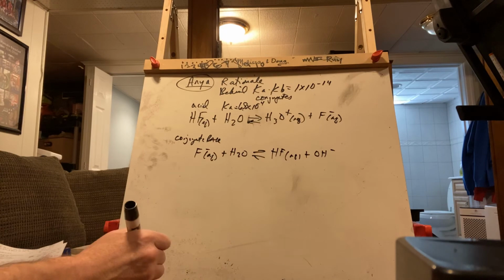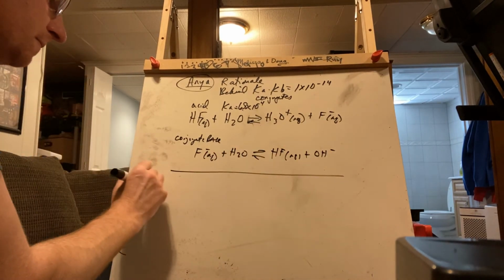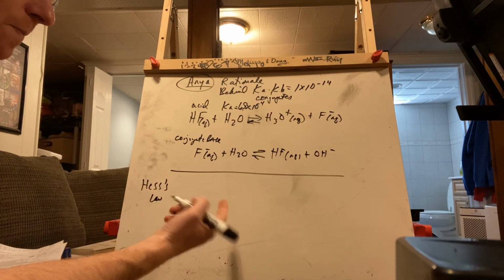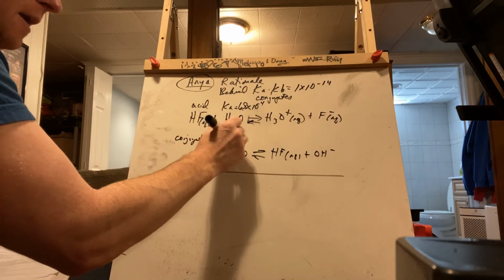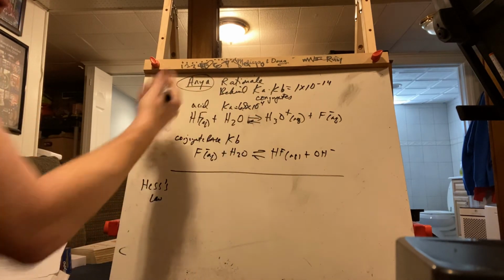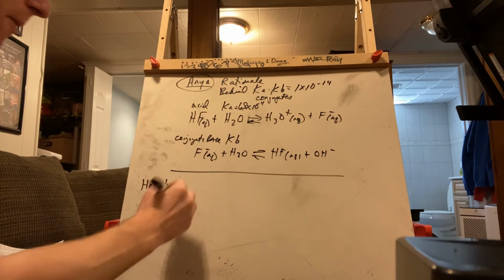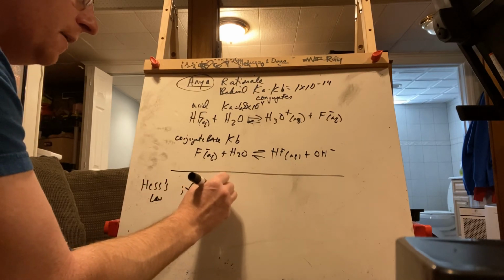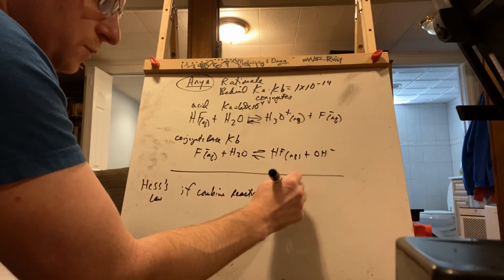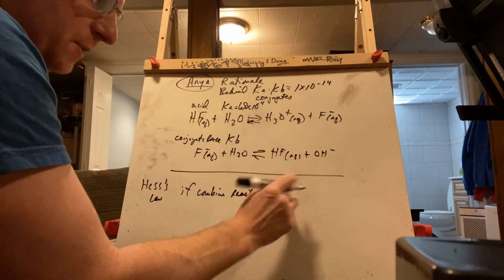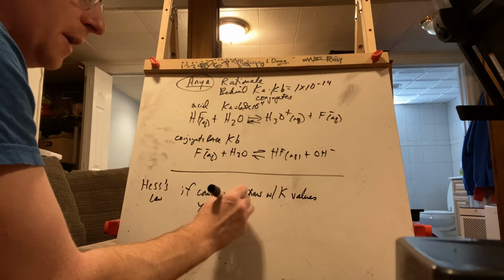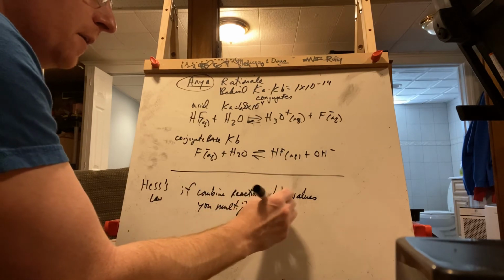And remember with Hess's law, with these things, you multiply the Kas and the Kbs, whatever the K is of these reactions, if you're going to combine those two reactions. So if you combine reactions with equilibriums, so let's say K values, you multiply, this is on your last test, multiply the K's together.